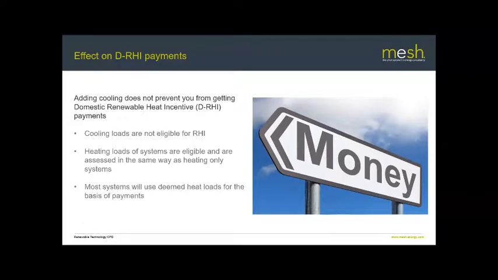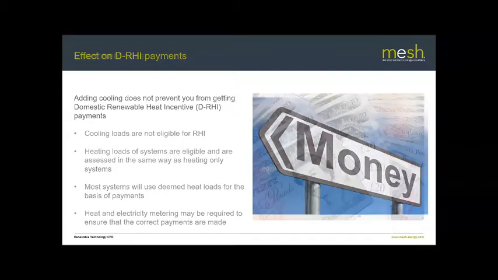Because most systems in domestic RHI use deemed use for heat loads, this means that most systems will not require any kind of additional heat metering. However, in more complex systems, it may be that you'll need to use heat metering, and this might be more complex when cooling is taken into the equation because you need to be able to differentiate between the electricity used for heating and the electricity used for cooling.